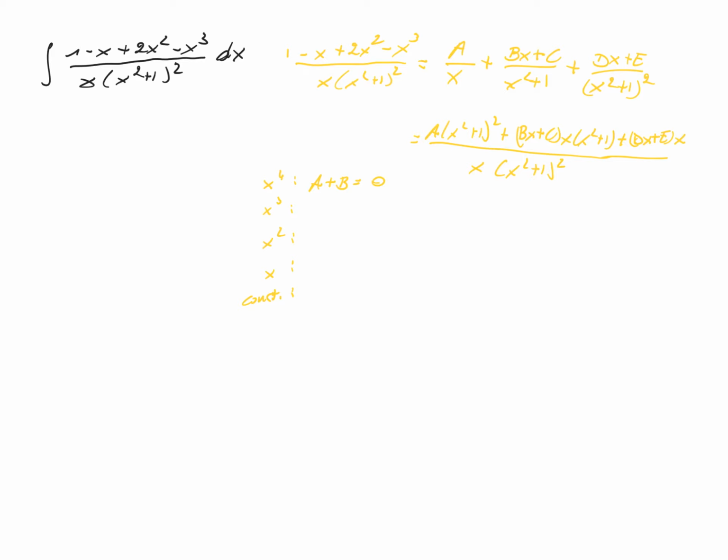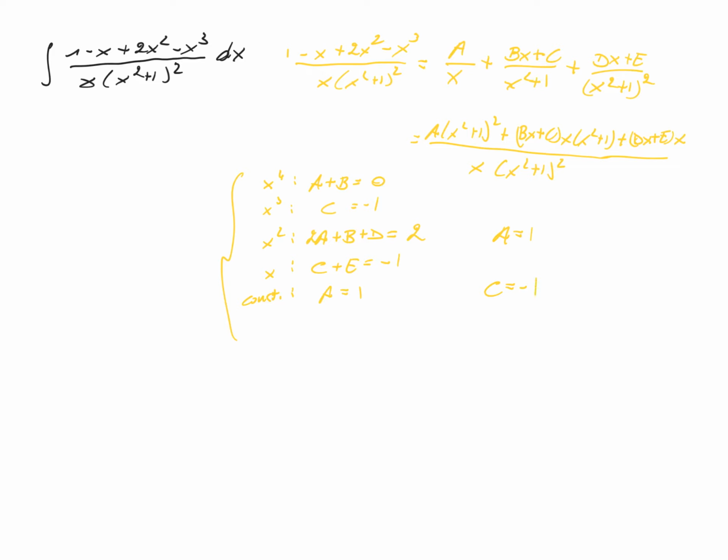For the third power, we see that we have c on the right, minus 1 on the left. In x squared, we have 2a plus b plus d on the right. This is equal to 2 on the left. Then c plus e equal to minus 1 and a equal to 1. And so we have now 5 equations for 5 unknowns. We see immediately that a is equal to 1, c is equal to minus 1, and then you can use this to solve the rest.